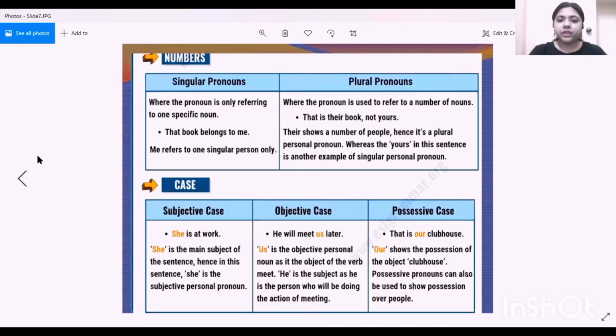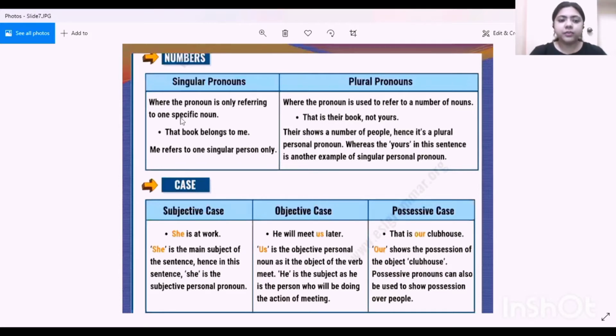Now, the personal pronouns are different for different numbers. For singular we use a different word, for plural we use a different pronoun. Then for the subjective case, when the pronoun is used as a subject, we have a different pronoun. When it is used in place of an object, that is known as the objective case. Then again we have a different pronoun for that. Possessive case, when it is used to show possession, then again we have a different pronoun for that. Let us look at the example.